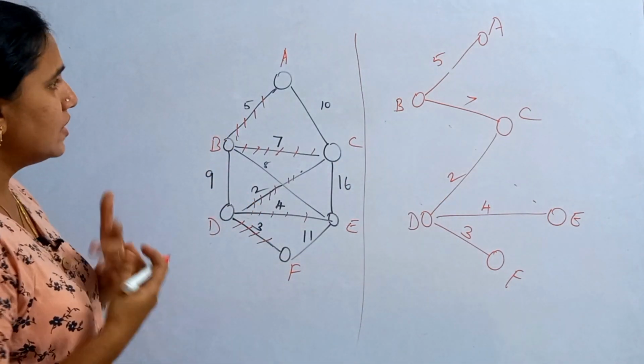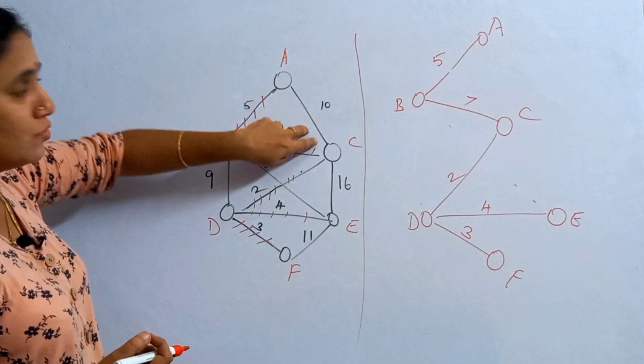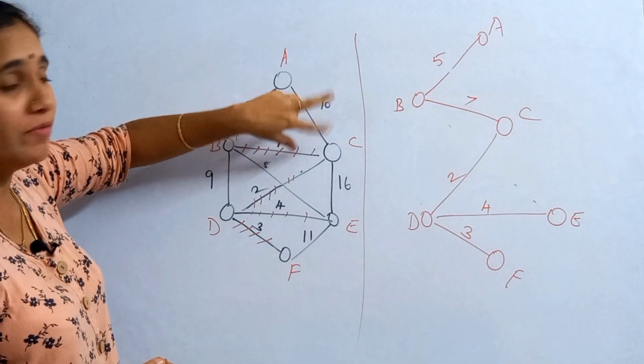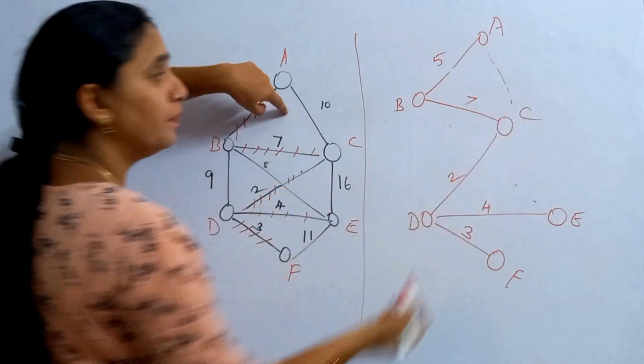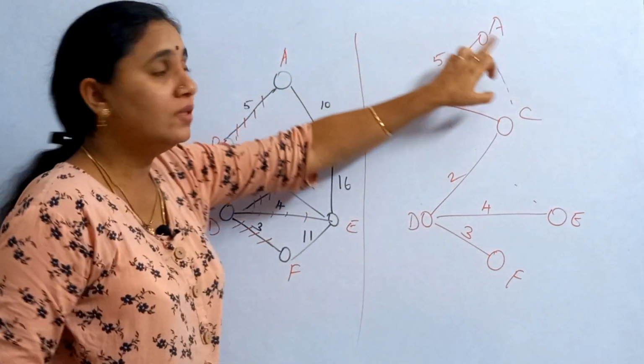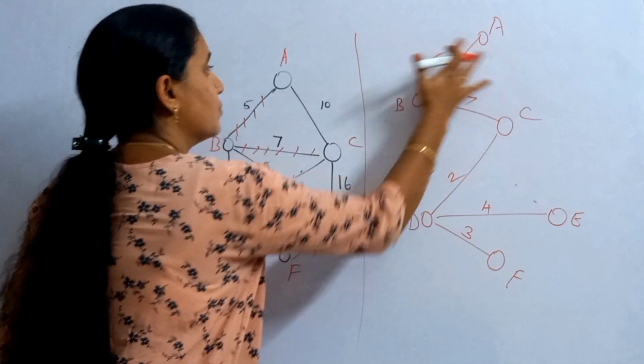Okay, so what is the next edge? If you see A to C, I think A to C is the next edge having the minimum weight. So if I take this and join, what is happening? This is going to form a cycle, isn't it? So I cannot select this also.